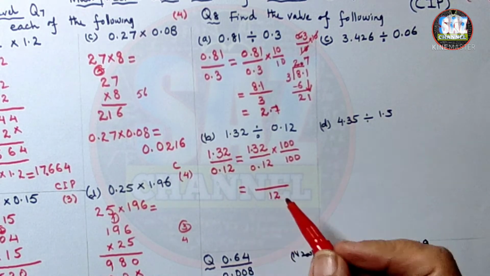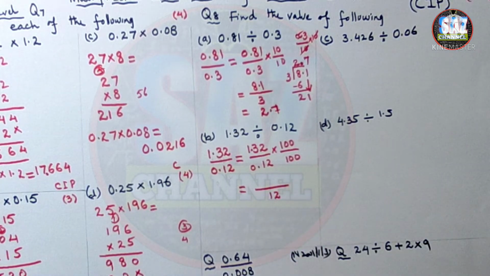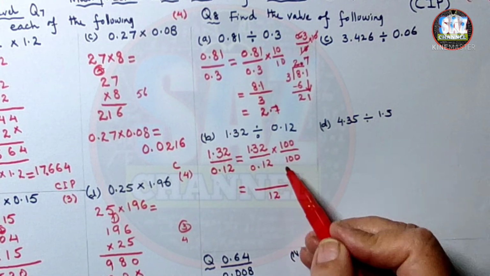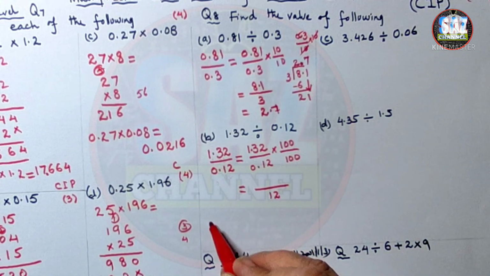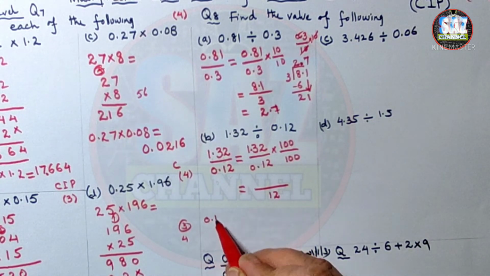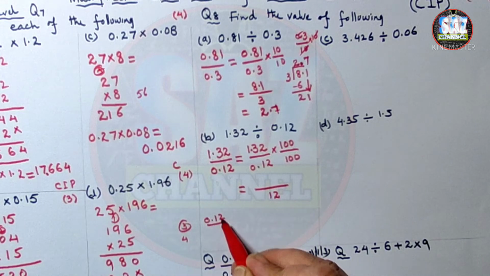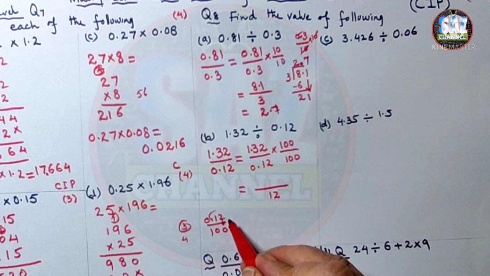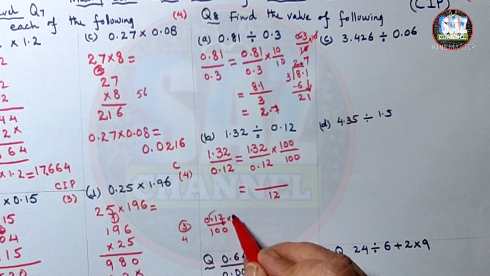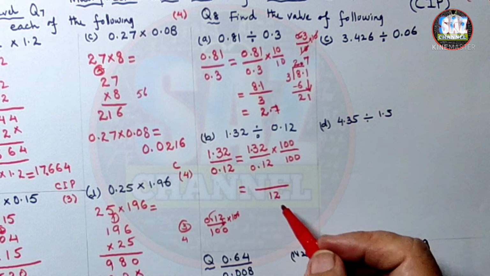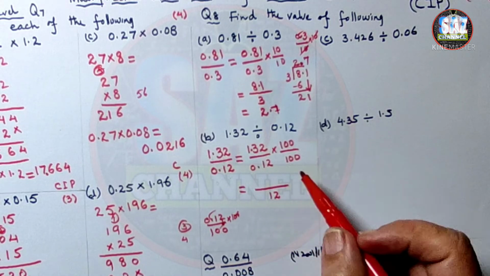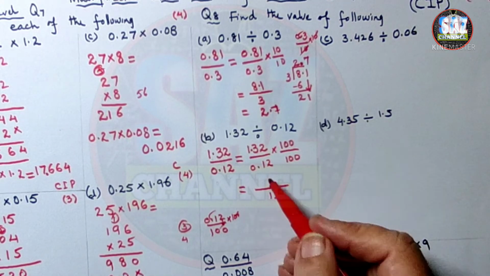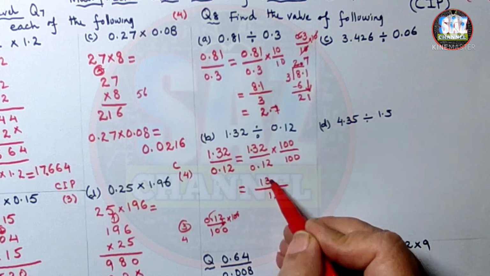If you are not clear how easily I'm moving the decimal towards the right-hand side, what you can do is learn the removal of the decimal: under this 2 I place 0, under this 1 I place 0, and under the decimal I place 1. Then when I multiply this by 100, this will go and we will get 12 over here, and the same 1.32 multiplied by 100 will become 132.